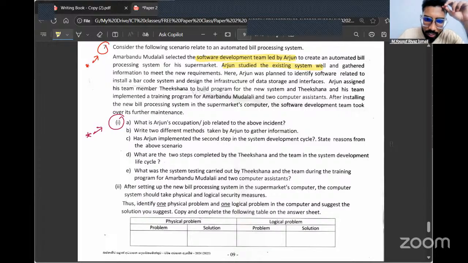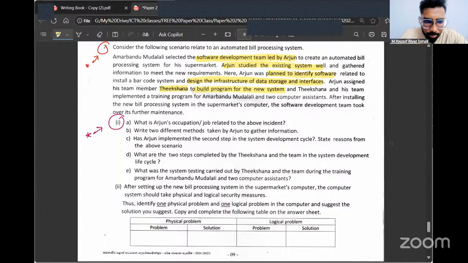Arjun planned to identify software related to installing a barcode system, and he has designed the infrastructure of data storage and interfaces. Arjun assigned his team member Tikshana to build a program for the new system.